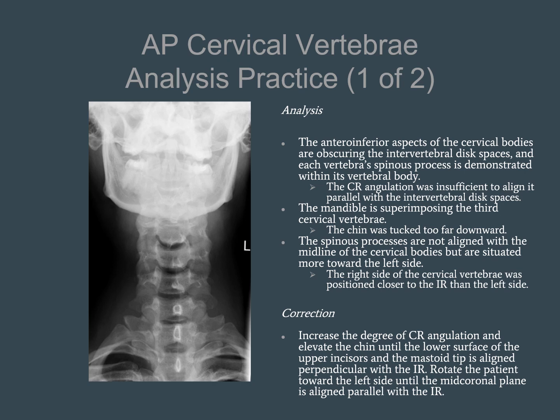So in order to correct these anatomical misalignments for a repeat projection, we need to increase the degree of central ray angulation, and elevate that chin until the lower surface of the upper incisors and the mastoid tip are aligned perpendicular with the IR.